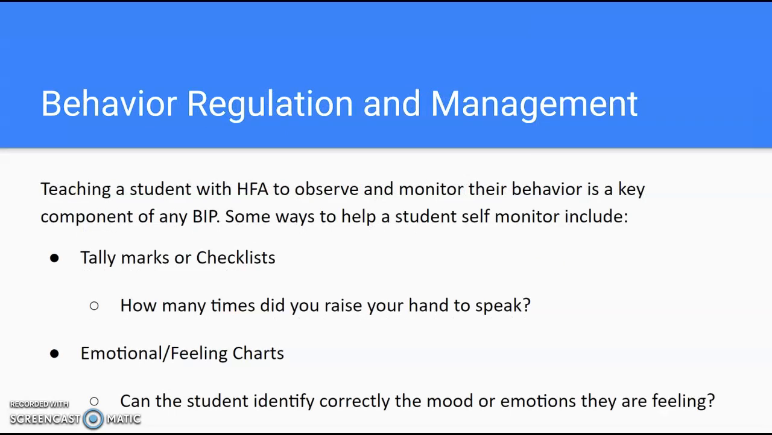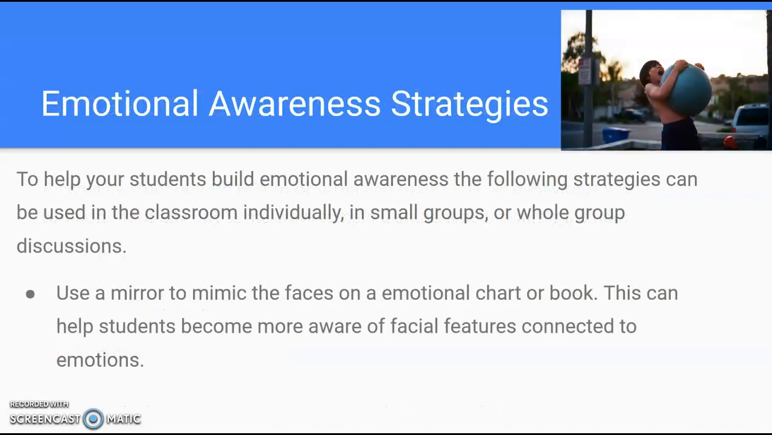Behavior regulation management. Teaching the student with HFA to observe and monitor the behavior is a key component of any behavior plan. I offer some strategies such as tally marks or checklists, emotional and feeling charts. These are very cheap, easy ways to start to help students self-regulate. I offer some emotional awareness strategies such as using a mirror to mimic faces or an emotional chart or book.